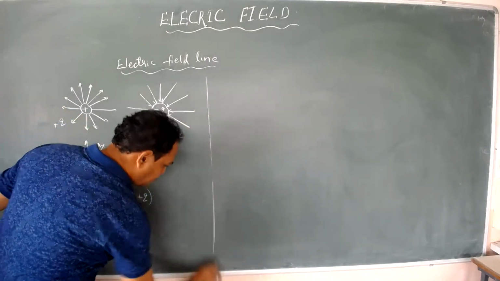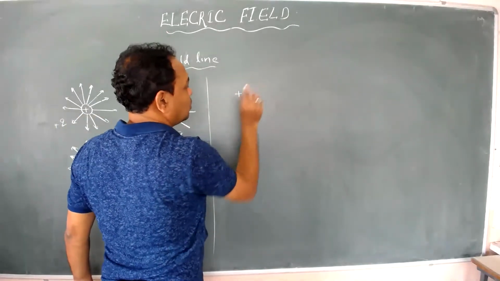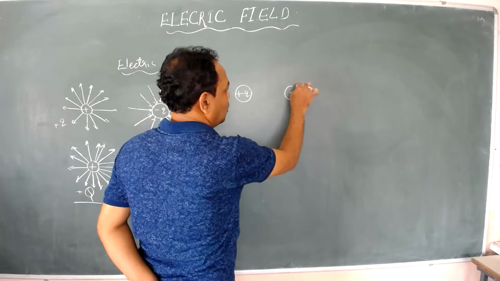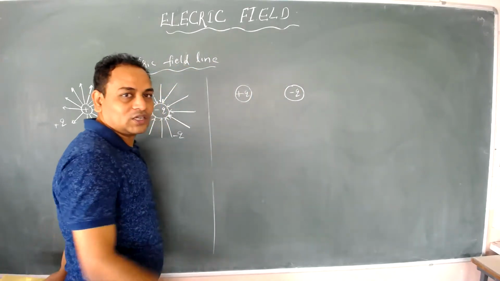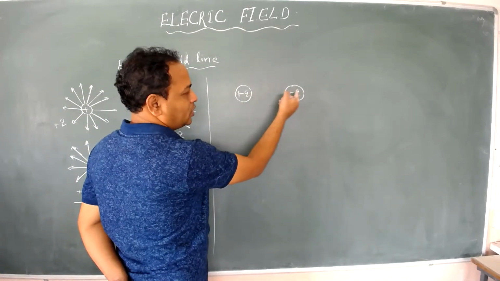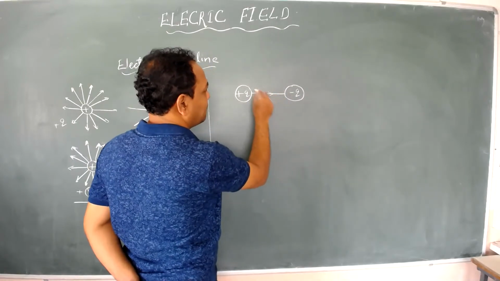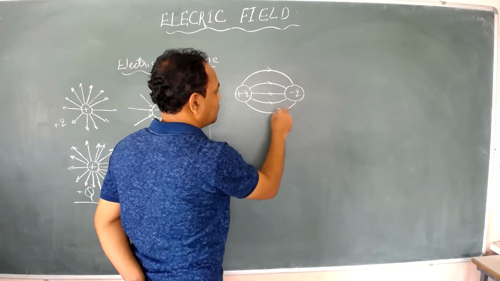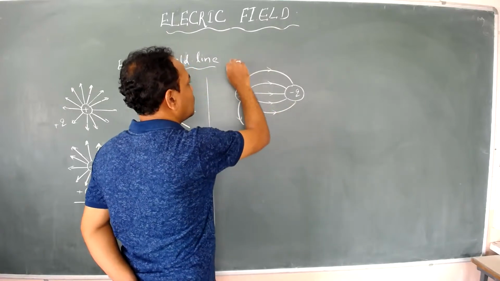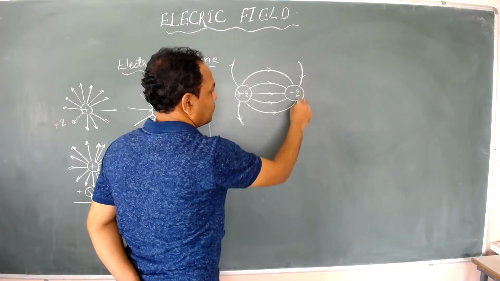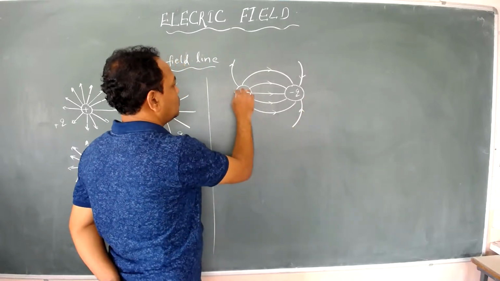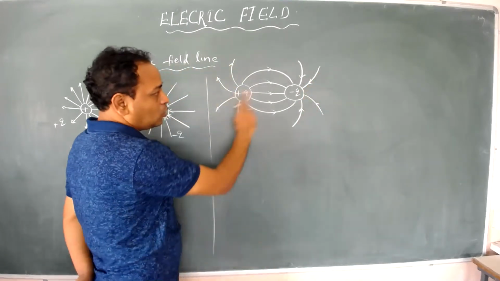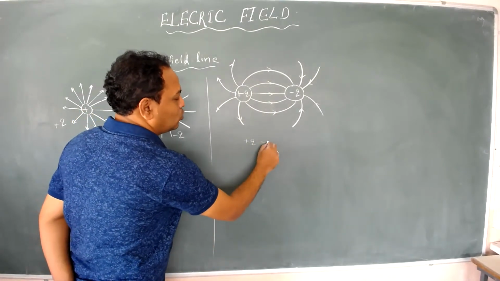Now let us see. Suppose one is a positive charge of the same magnitude, and one more is a negative charge. So these are the two charges, placed beside each other. Then how to draw the electric field lines for this? We know that electric field lines start from the positive and terminate at the negative. So this is the electric field line. So now this was the diagram for plus Q and minus Q.